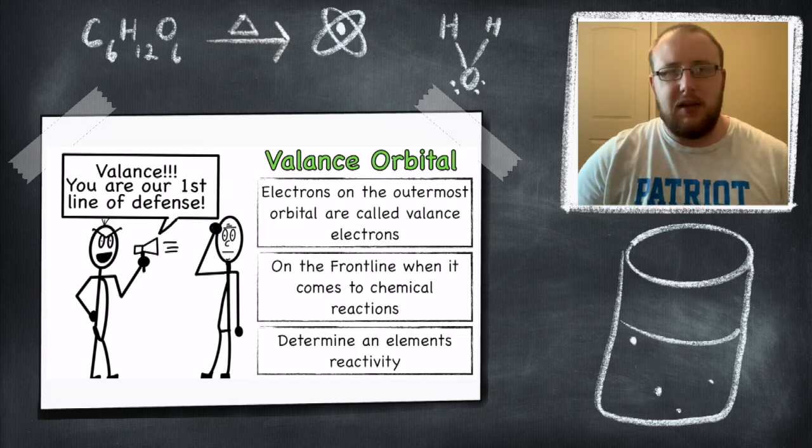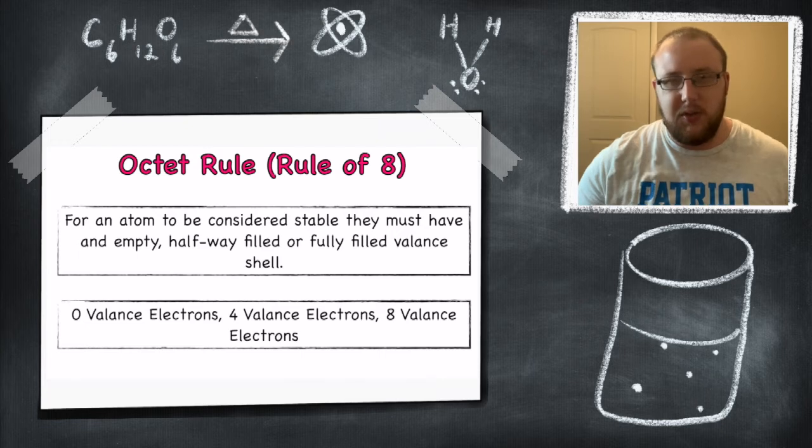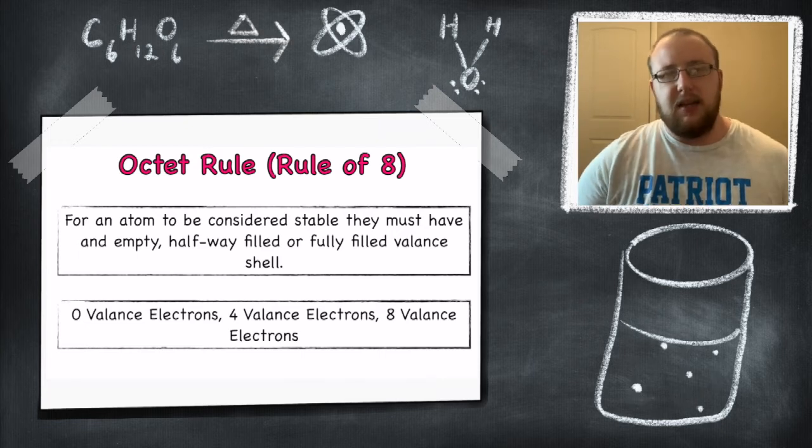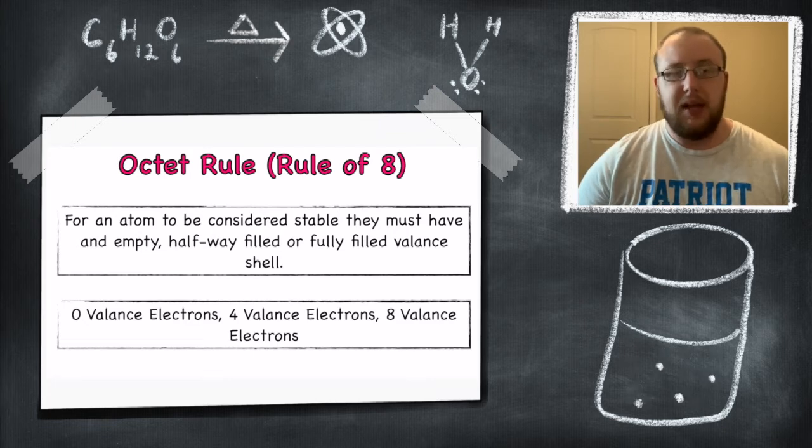When dealing with valence electrons, we need to know the octet rule. The octet rule is also known as the rule of 8. Basically it states this: for an atom to become stable, it must have an empty, half-filled, or fully filled valence shell. In other words, they need to have 0 valence electrons, 4 valence electrons, or 8 valence electrons. That's where you get 8, octet.